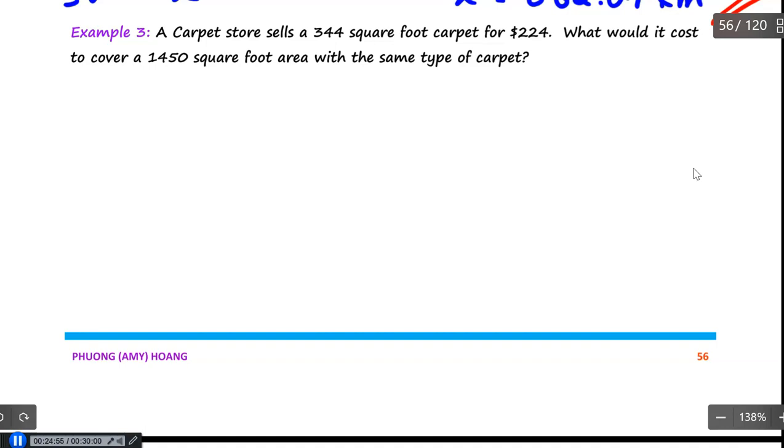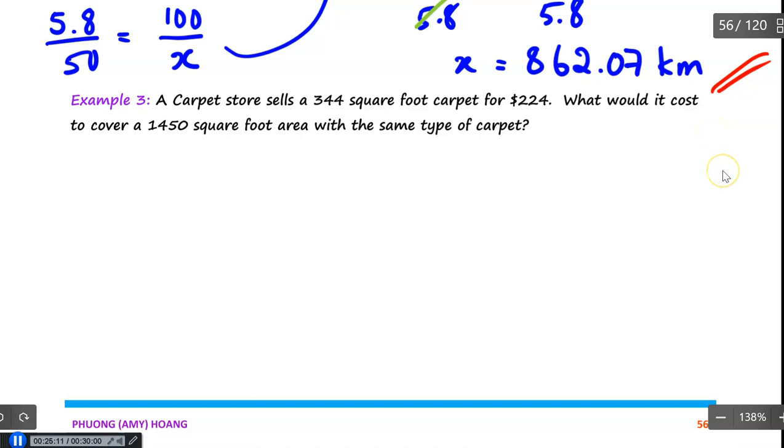For example number 3, if you renovate a room, it's a good idea to figure out the amount of money that you need before you go to the store, because you don't want to rely on what the salesman is going to tell you. So it's always a good idea to double check, to measure everything ahead, and then to figure out the money ahead.